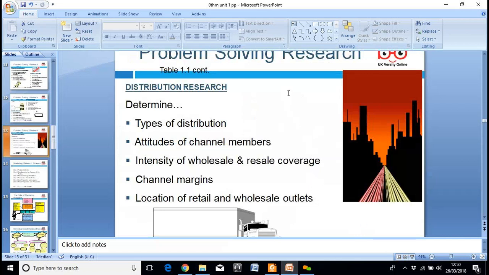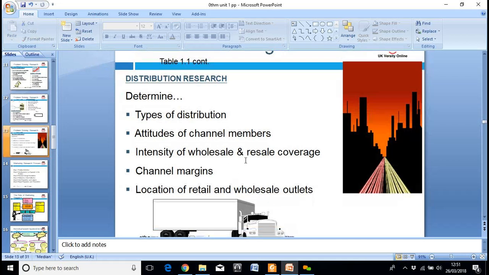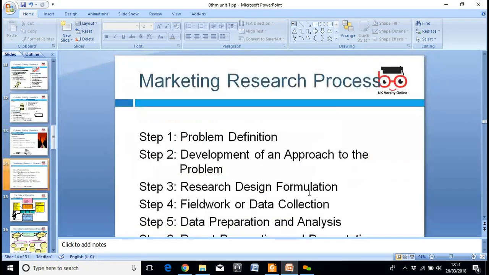Again, distribution research, types of distribution, how you're going to get your articles to market. The attitudes of channel members, people who are within the channel of getting that sale from wholesale through to resale or to retail, and then what those margins are as far as price is concerned, and then the location, where you're going to sell it from.